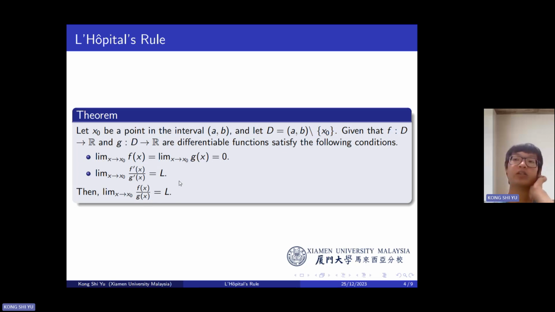This theorem seems very powerful. For example, when we deal with indeterminate form problems like sin x over x as x approaches 0, we can solve the limit problem by applying L'Hopital's rule, as we will be seeing in that example soon.